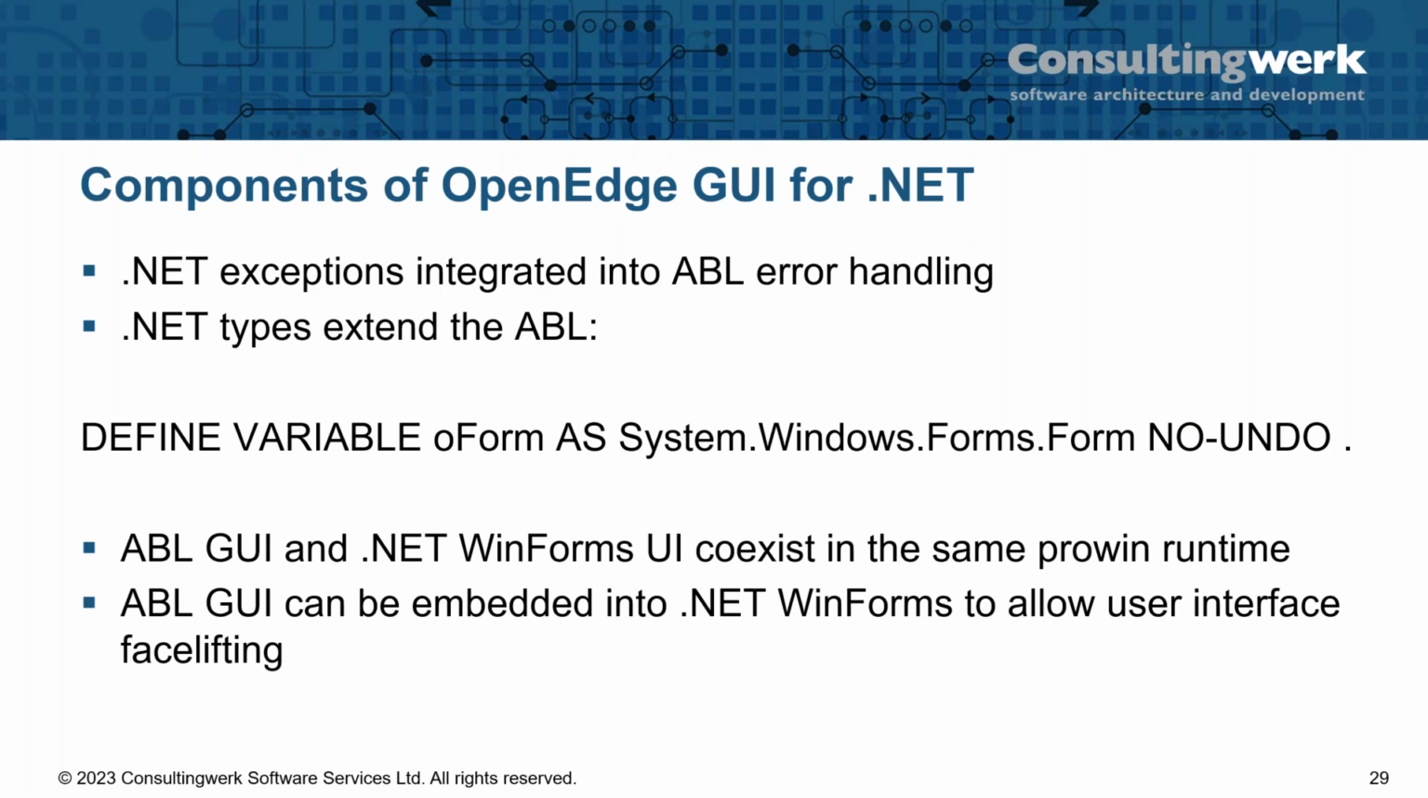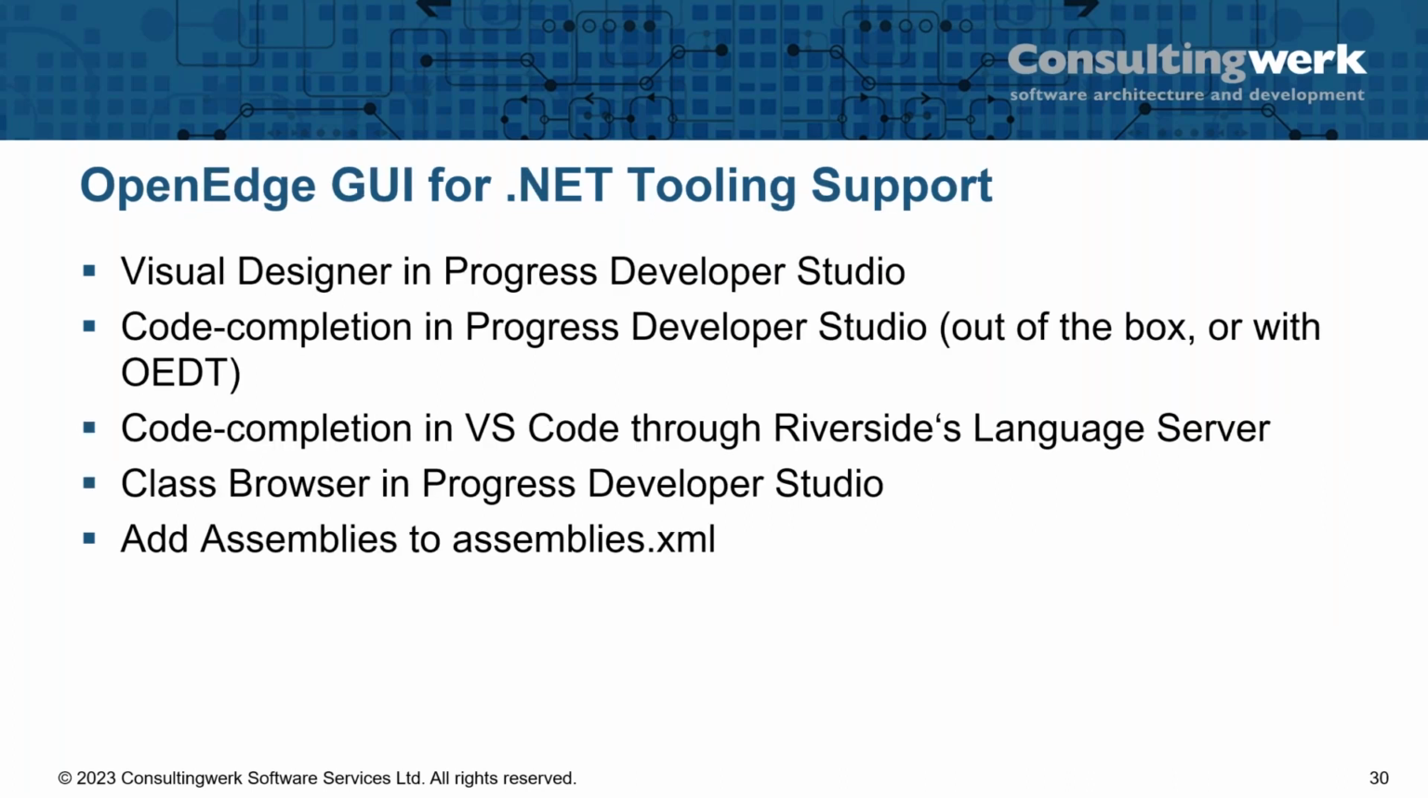You can use .NET types as an extension to the ABL, and especially for GUI applications, the classic ABL GUI applications, so usually the gray screens, and the .NET forms, they coexist in the same runtime. And there's even a feature that allows you to embed .NET controls and ABL windows into .NET forms to provide a very tight integration there. And there's a lot of tooling support.